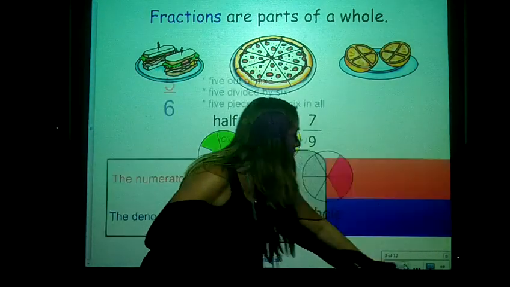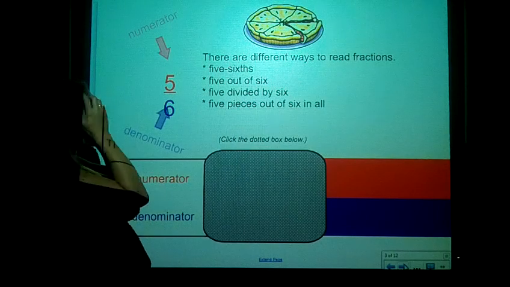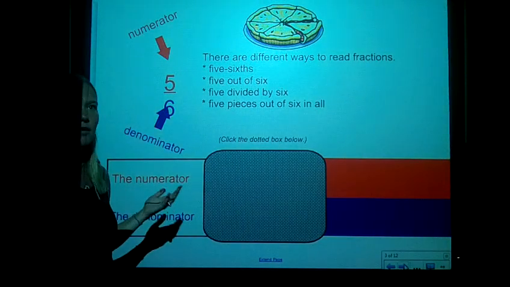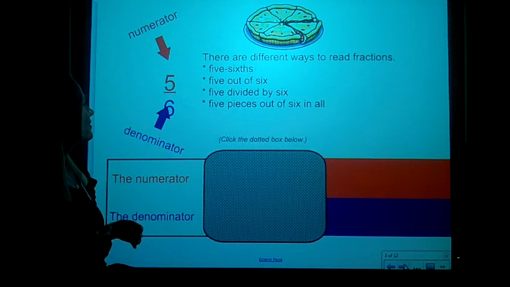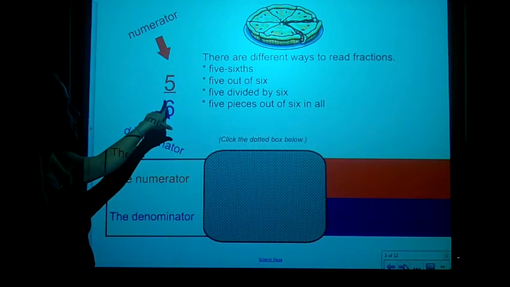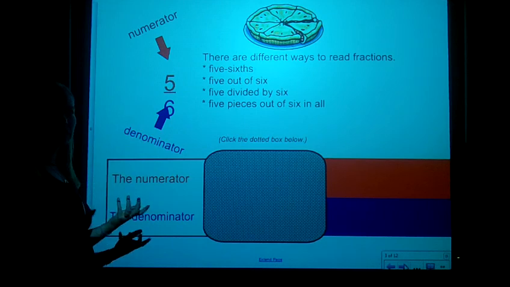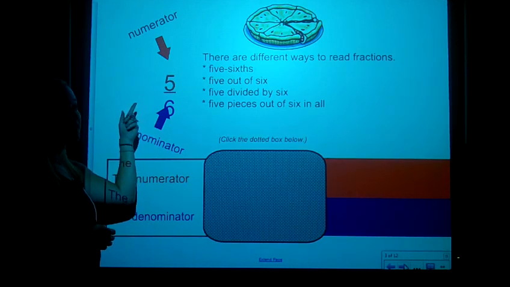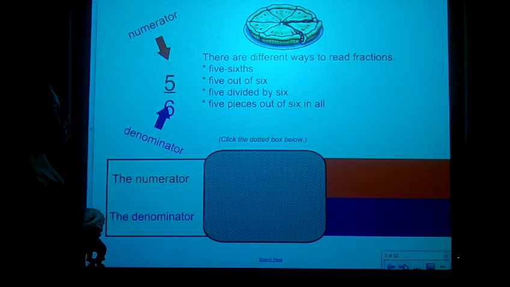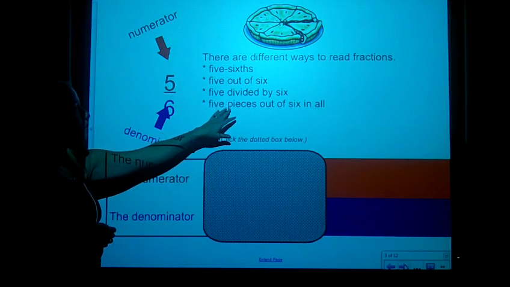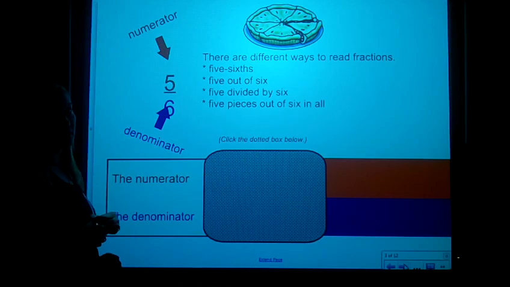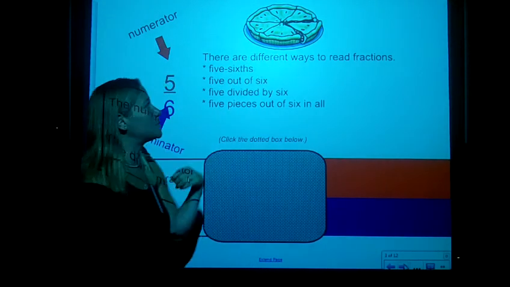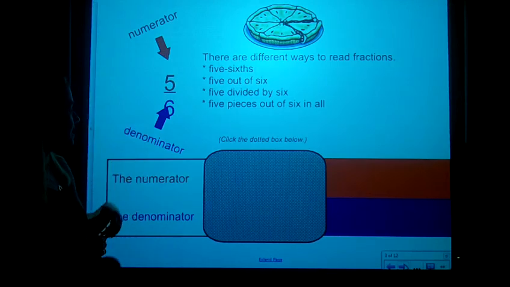Let's go to the next screen. And you will see here that there are different ways to read fractions. We don't always just say, 1/2 is a half. There are many ways. Now, if we look at this fraction, you may look at it and say, well, that's 5/6, Miss Durand. But we can also say it as 5 out of 6, 5 divided by 6, or 5 pieces out of 6 in all. And so they're kind of referring to this piece of pie up here that is cut up.